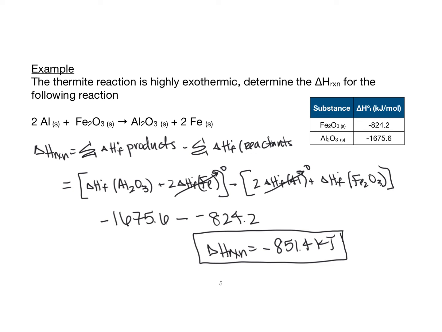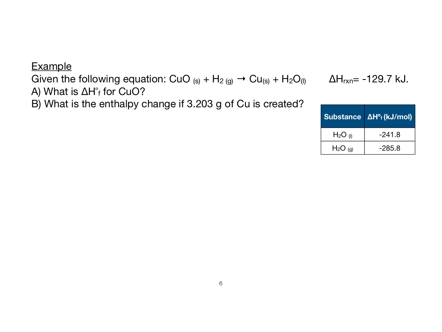So let's look at a third example that's slightly different. Given the following equation of copper oxide plus H2 gives us copper solid plus H2O, we know that the delta H reaction here is negative 129.7 kilojoules. I'd like to solve for delta H not F of copper oxide. And then it's going to ask, what is the enthalpy change if 3.203 grams of copper is created? These two questions are independent. They're just both about the same reaction.